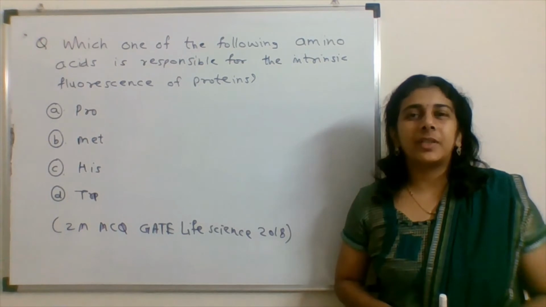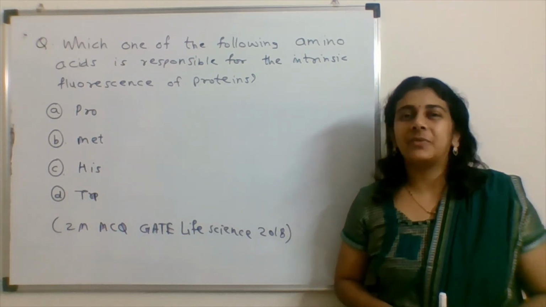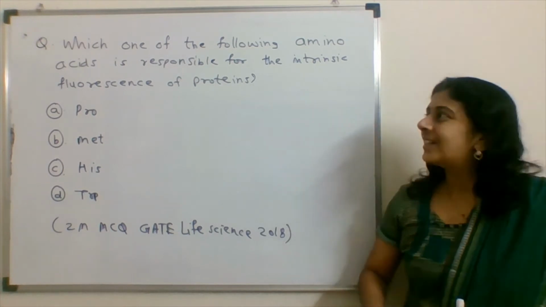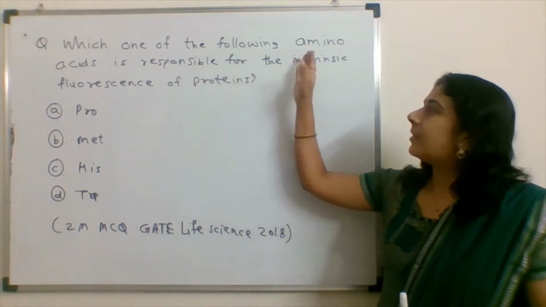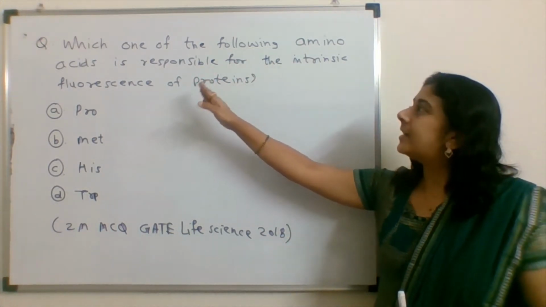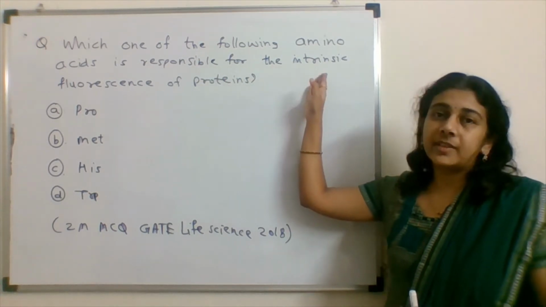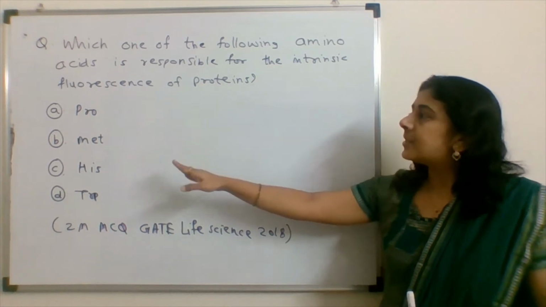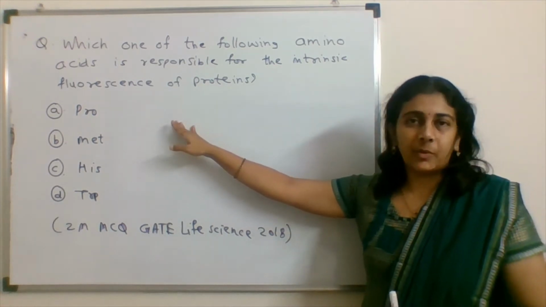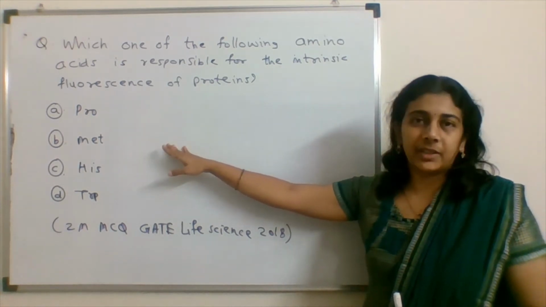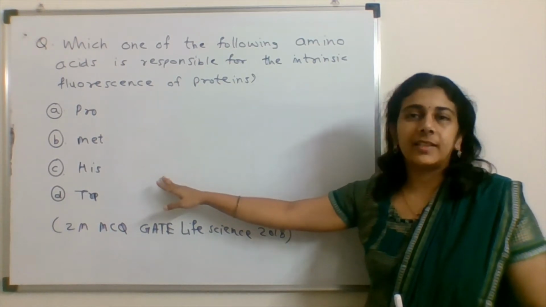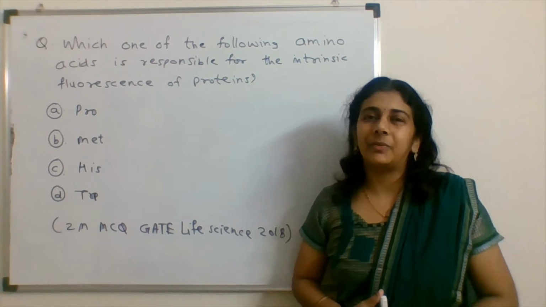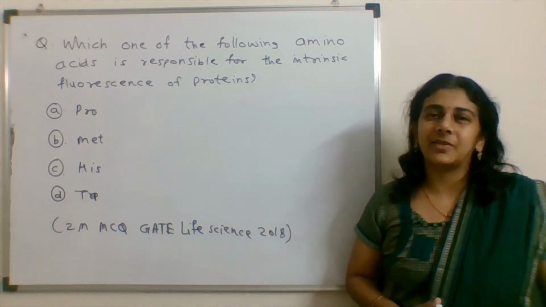Today let's have one question from the GATE examination for Life Science. The year is 2018. Which one of the following amino acids is responsible for the intrinsic fluorescence of protein? The options are proline, methionine, histidine, or tryptophan.